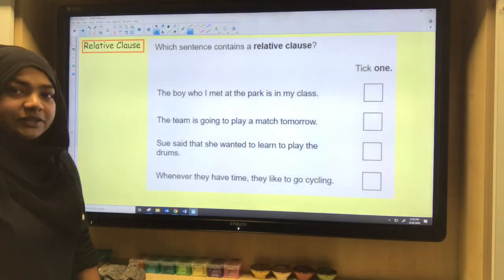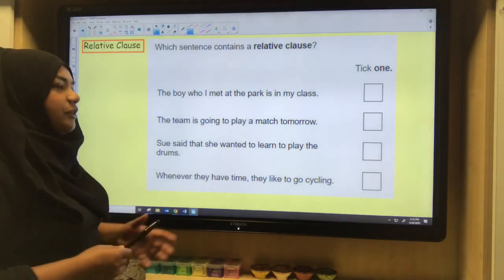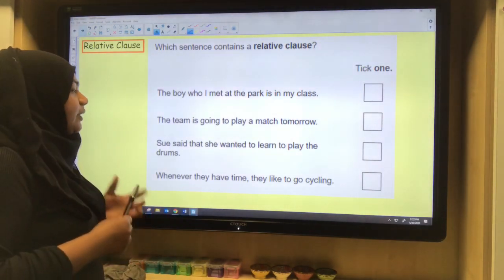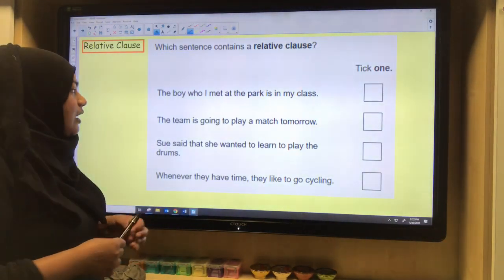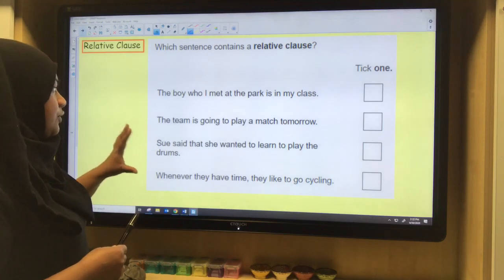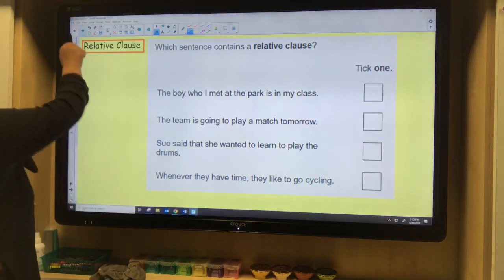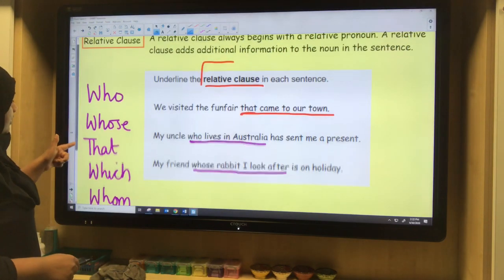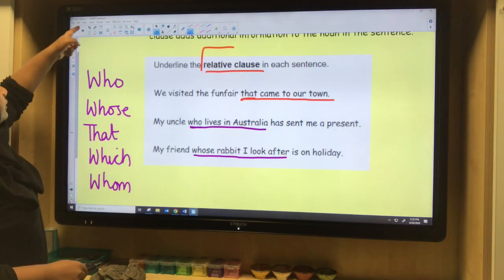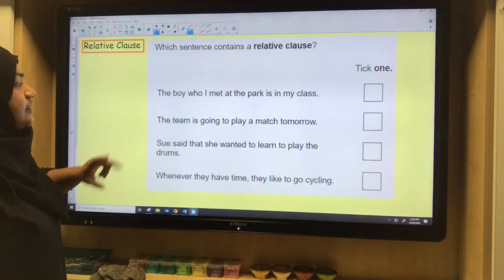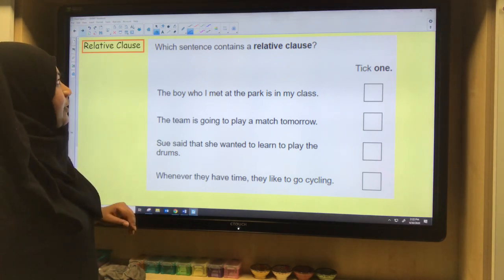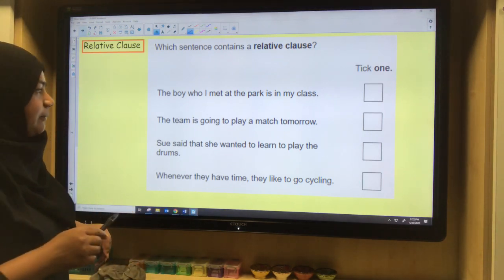Okay, so the answer for this question then. We can use a process of elimination. I know I need to be looking for a relative pronoun. I know by looking at this, there are 2 sentences that do not contain a relative pronoun. If I go back to this slide, these are some of my common relative pronouns. I know that in this question there are 2 sentences that don't contain any relative pronoun. Mrs. Gale, do you know which 2 I'm talking about? Yes, I know exactly which 2.